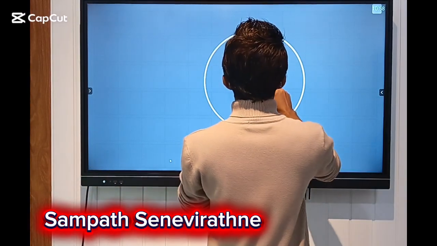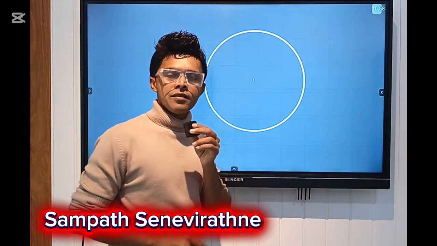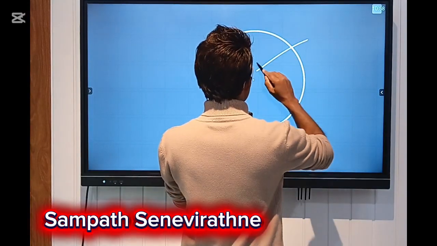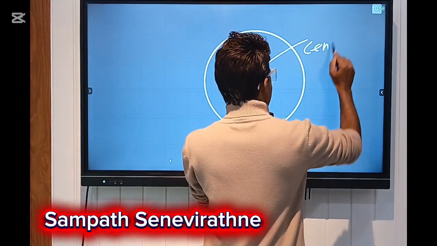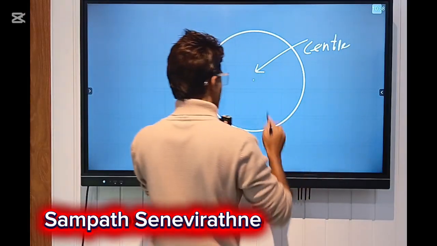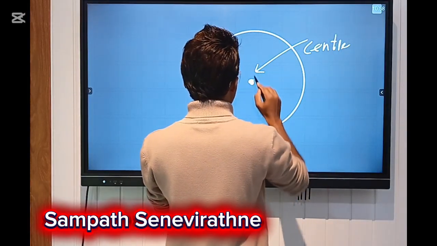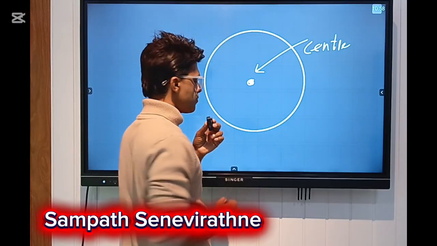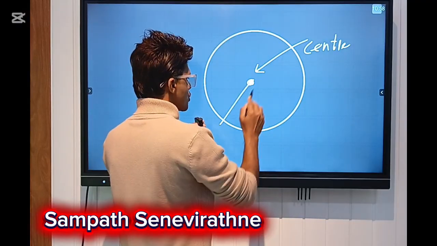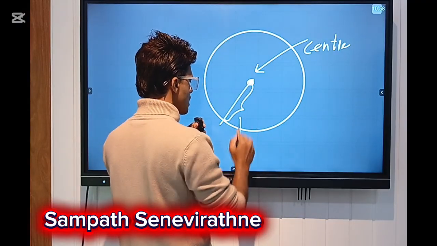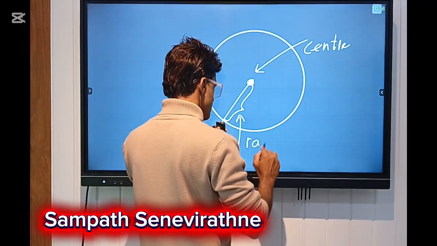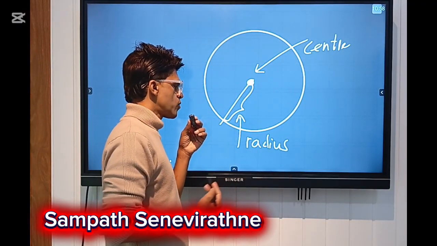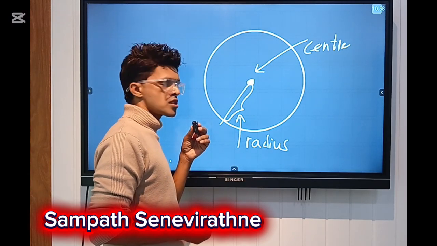Then the midpoint of a circle we identify as the center, right? The center of this circle. And also this curved part in general we name as the circumference of the circle, right? So from here to here distance we name as radius. Okay, from the center, the straight distance from the center to the circumference is radius.